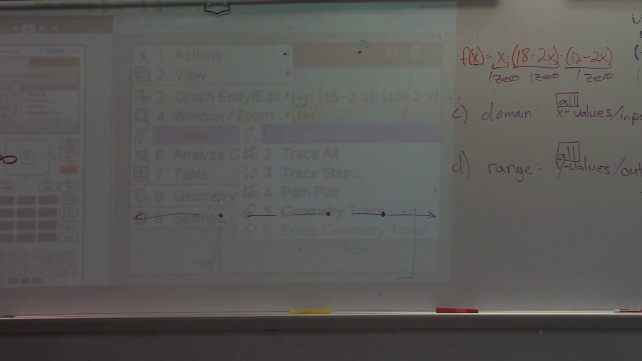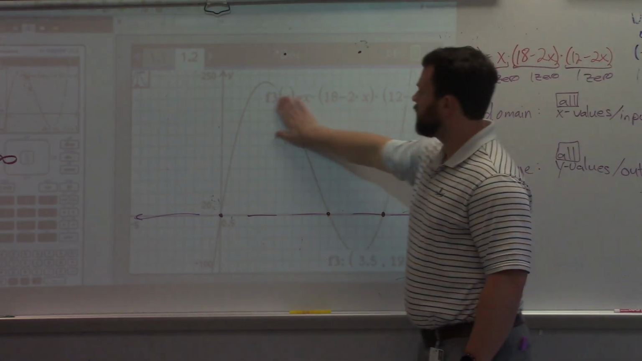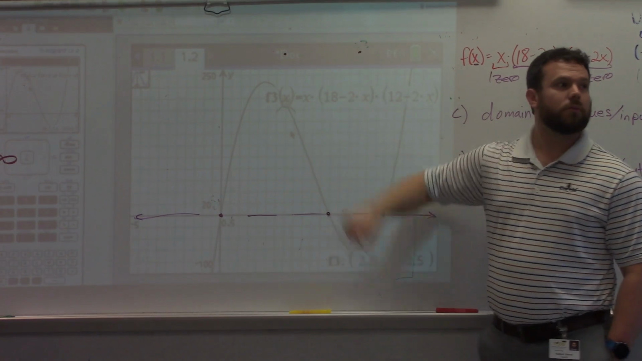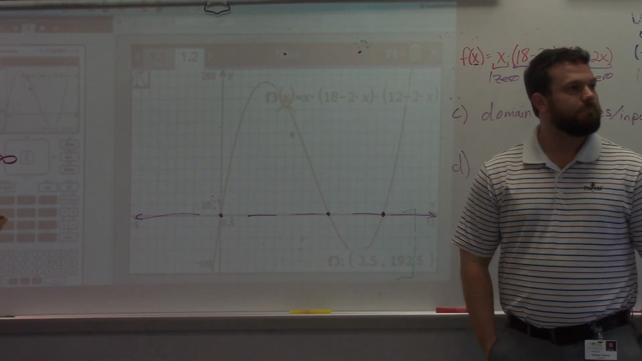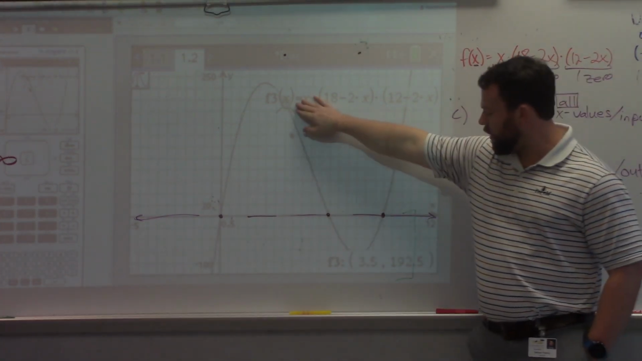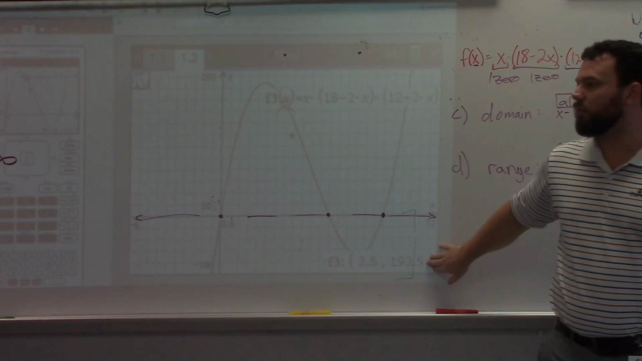Okay. So, what I want you to do is go to graph trace. Under trace, go to graph trace. And you'll notice that it gives us a point. Okay. So, it gives us a point. It tells us what the coordinates of that point are right here.